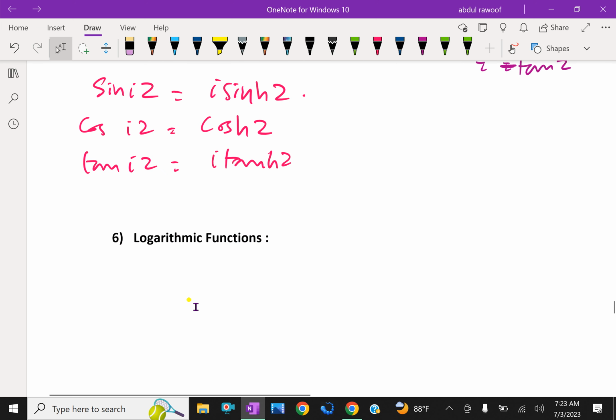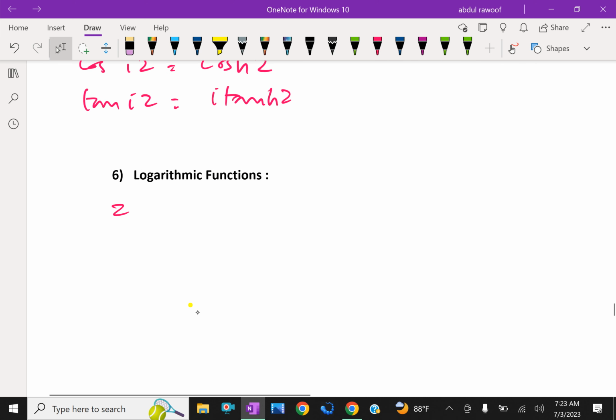Next is the logarithmic function. If z equals e power w, then we can say, taking ln both sides, w equals ln z. It's called the natural logarithm of z.